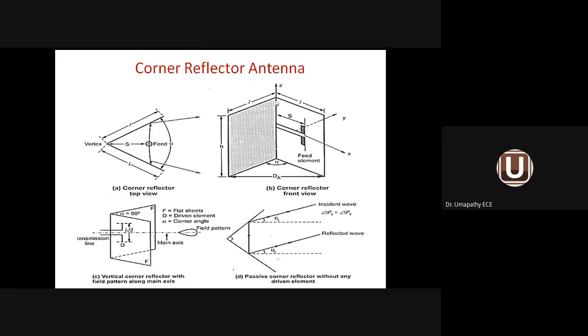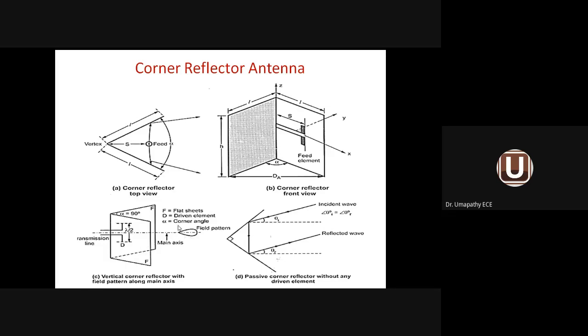Front view means this portion is the left hand side, this portion is the right hand side. We have a dipole in the front. And this one is the side portion of the vertical corner reflector. We have one reflector, another reflector. You can see the center dipole is available. D is nothing but a dipole. Since we are using lambda by 2, it is called a lambda by 2 dipole. We have a transmission line at the center to feed the signal into the dipole. We have a horizontal radiation pattern, field pattern, on the other side.